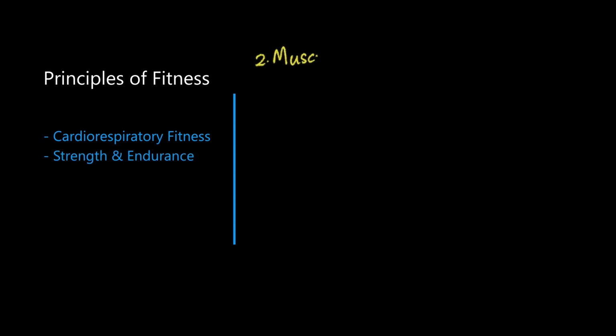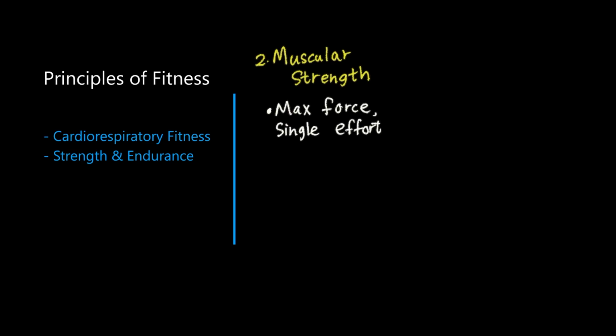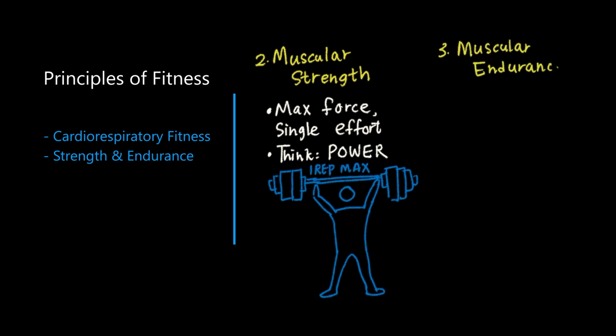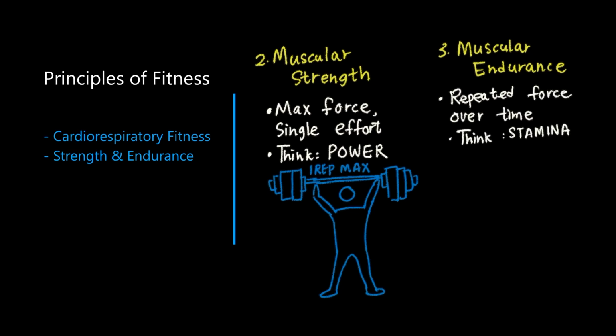The second is muscular strength. This is the absolute maximum amount of force a muscle or muscle group can generate in a single, all-out effort. It's about raw power. Examples include performing a 1 repetition max on a bench press or squat, or lifting a very heavy box. In daily life, it's the strength you need to carry a heavy suitcase up a flight of stairs. The third is muscular endurance.